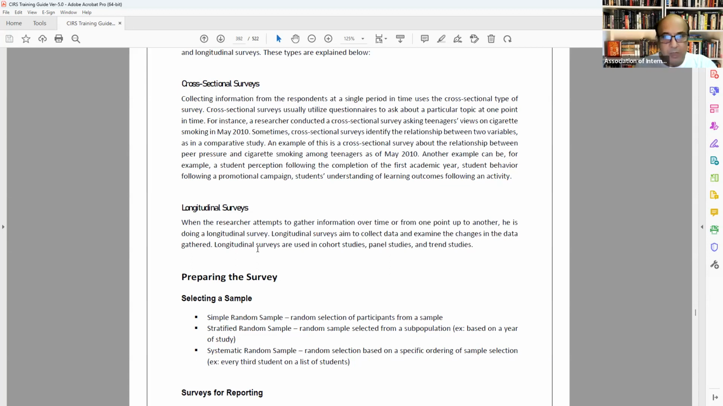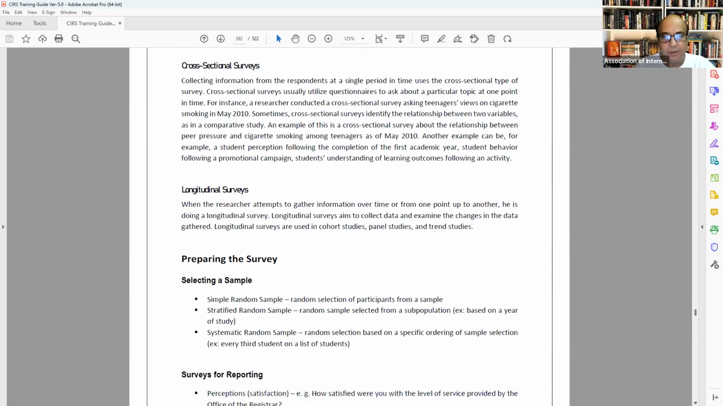So that is longitudinal surveys, where data changes. Longitudinal surveys are used in cohort studies. A cohort is a relationship which you can attach to any future events, panel studies and trend studies. So those are just for you to know, FYI, okay, cross-sectional and longitudinal.